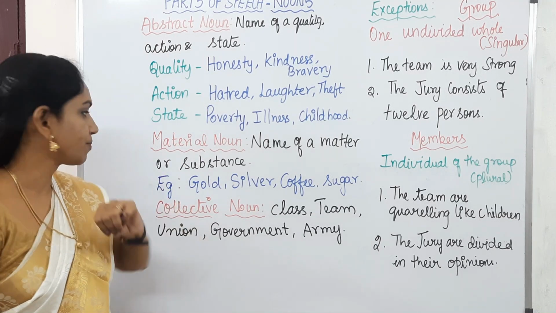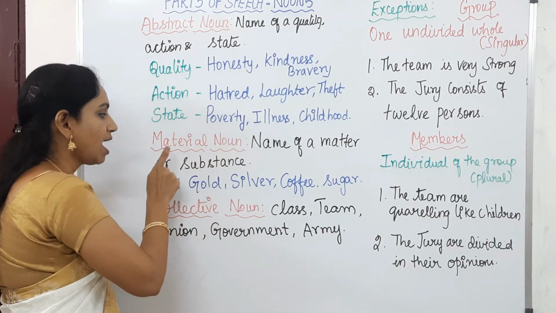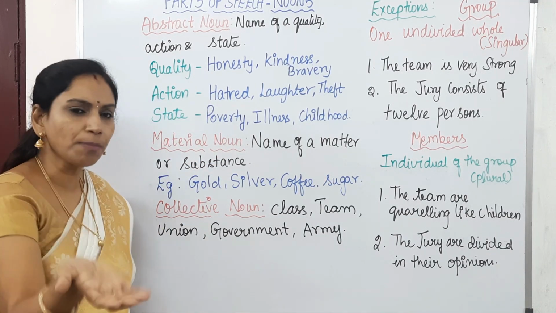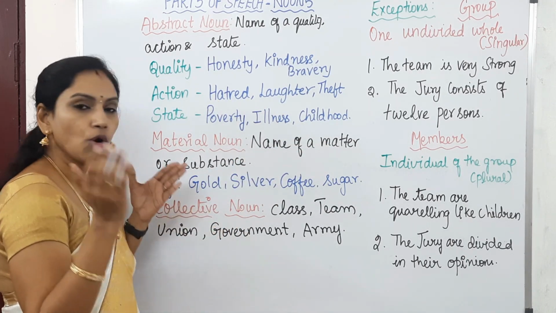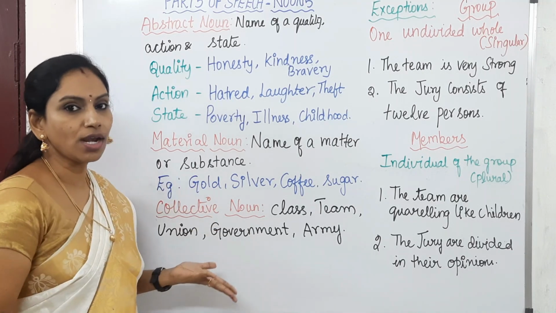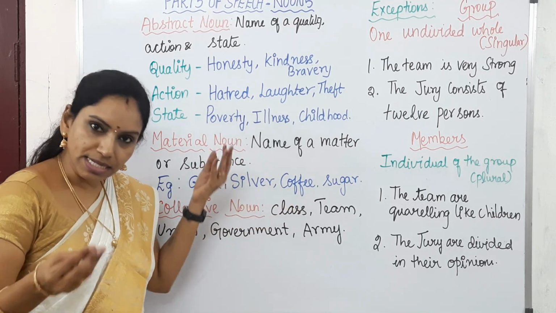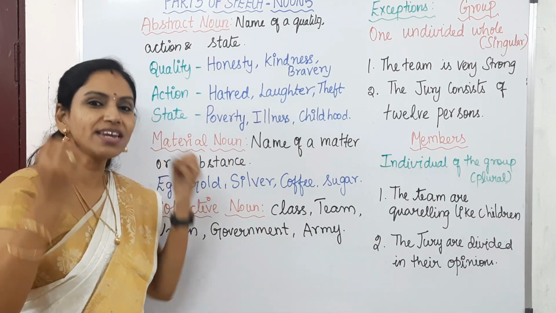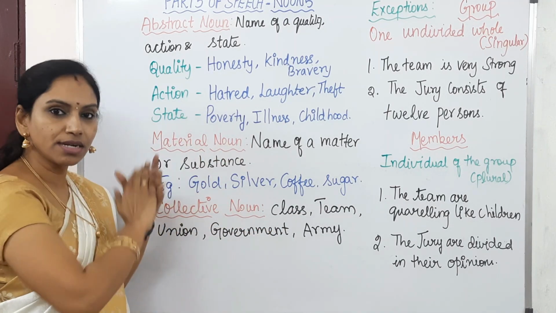The fourth type of noun is material noun. As the name says, it's a material, any substance or any matter. Gold is a substance. Gold is solid. Silver is a substance. Coffee is a substance. Sugar is a substance. So any substance, any material, you call it a material noun.